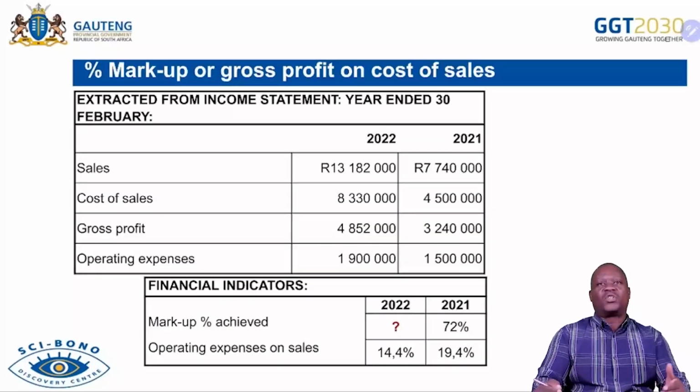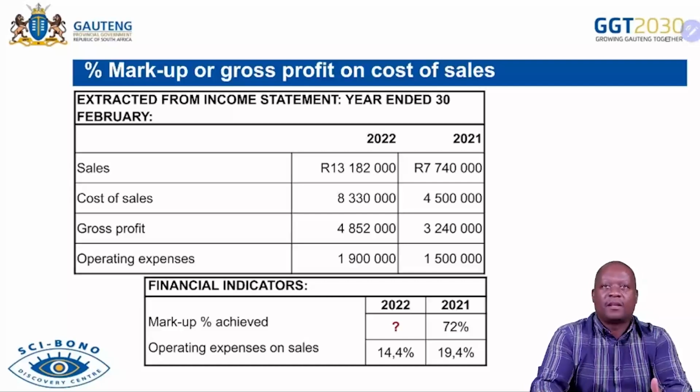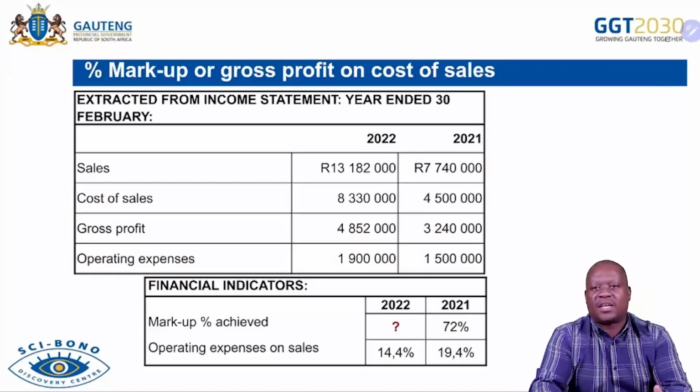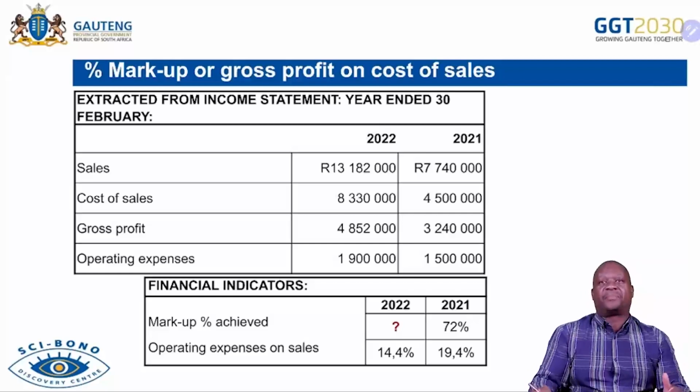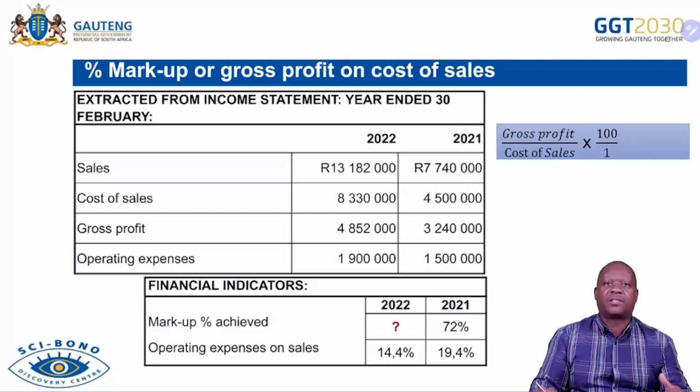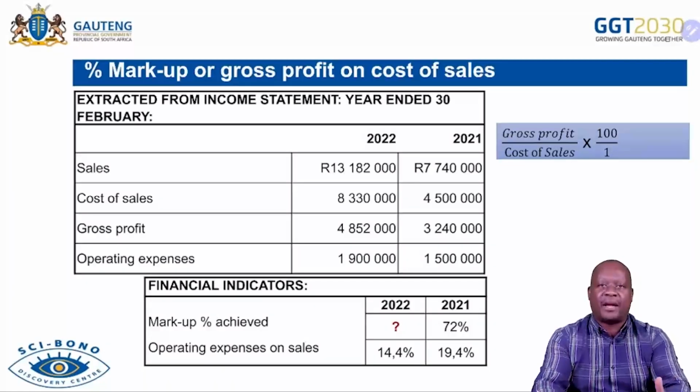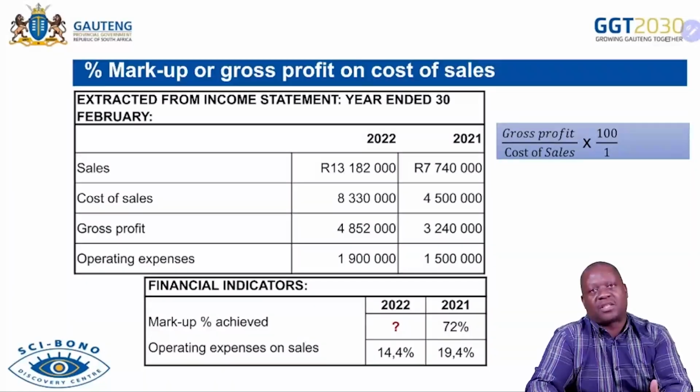Now we move on to the next indicator. This one is the familiar one. We have been looking into this indicator since grade 8: markup. So I know you know the formula for markup. The formula for markup is simply gross profit divided by cost of sales. But remember, it's supposed to be a percentage, so we are going to multiply by 100 to make it a percentage.